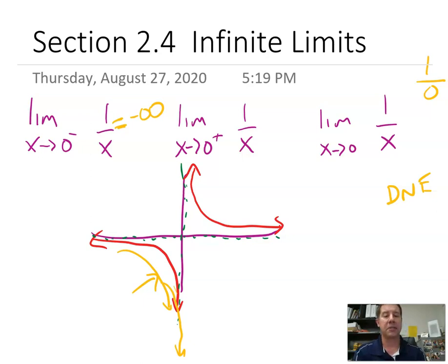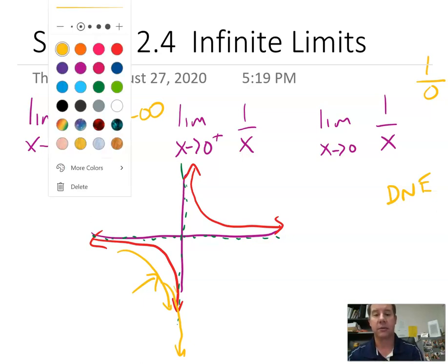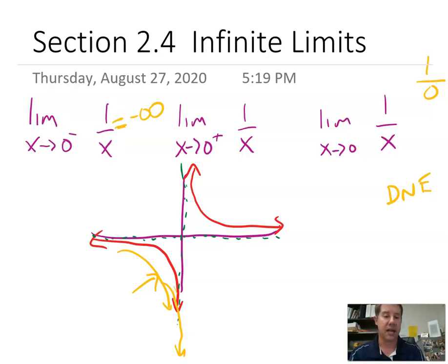Same thing as I'm approaching 0 from the right-hand side. Looking at the next one here, as I'm approaching 0 from the right-hand side, same idea, but now we are approaching positive infinity.